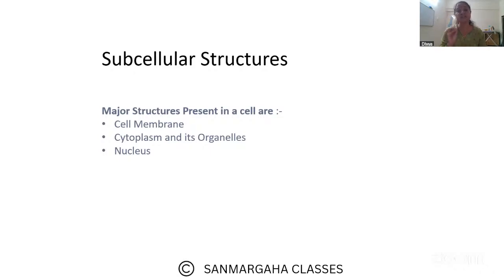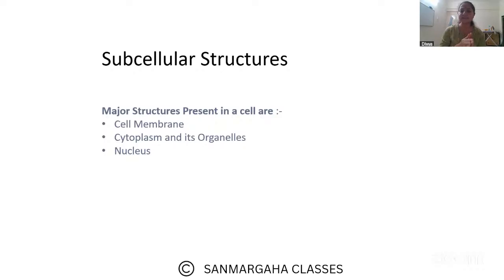These are the major components that make up the cell. We don't say that it is present in the cell, it makes up the cell. So which are the major structures? One is the cell membrane, the outer cover of the cell. Then cytoplasm and its organelles. Then coming to the nucleus.